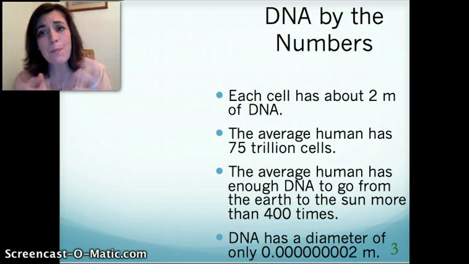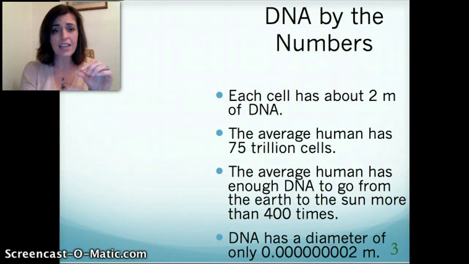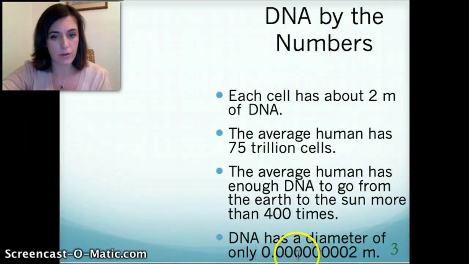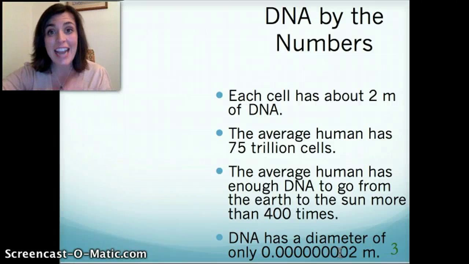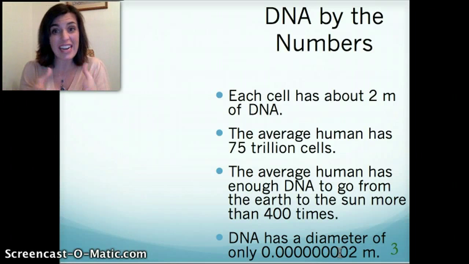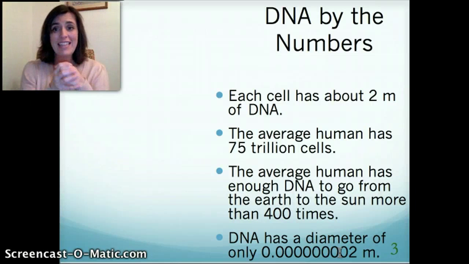So how does it get packed in there? Well, here's the crazy cool thing again: the DNA is so thin. It's so tiny. It has a diameter that's only, let's look at these zeros because I have to count them out, 0.000000002 meters. That's how thin it is. That's insanely thin. So that's why it can get all packed into that nucleus, where you still can't see it because you can't even see cells. So all of that has to be packed in.